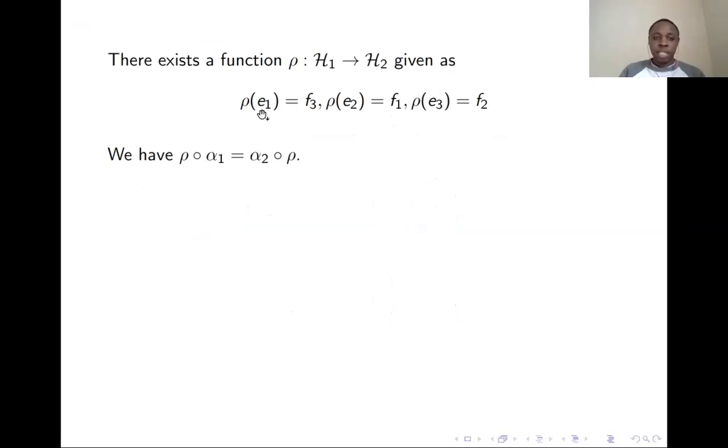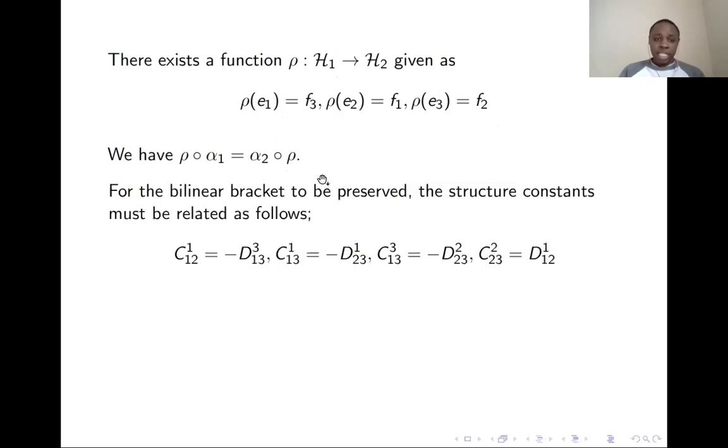So we can change our basis from the first algebra. Rho of E1 is F3, rho of E2 is F1, and rho of E3 is F2. So this is an invertible map, so the first condition is satisfied. Rho of alpha 1 is alpha 2 of rho. And in the second condition, for the bilinear brackets to be preserved, or for the mu to be preserved, the structure constants must be related as follows.